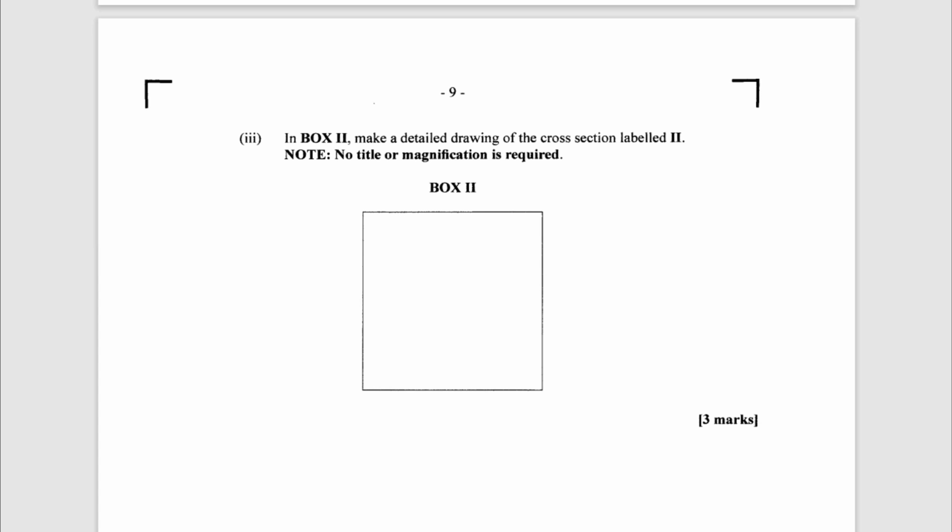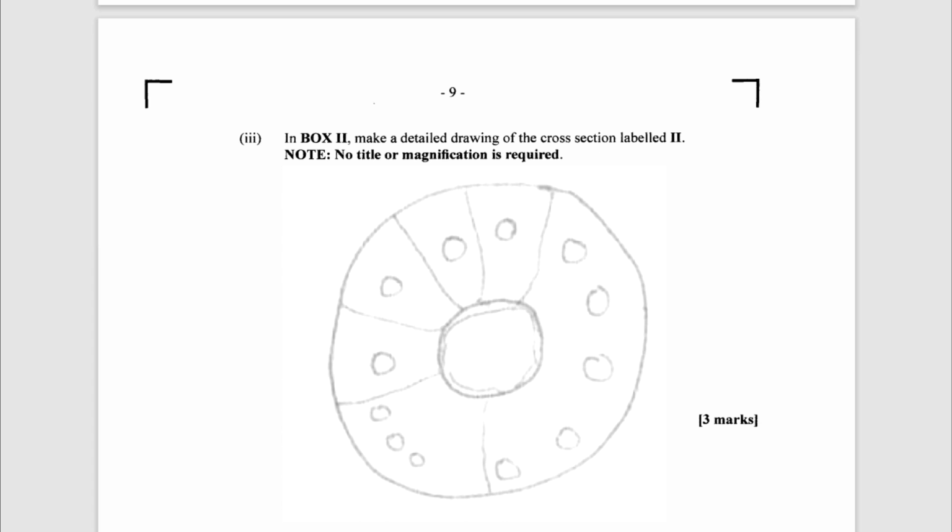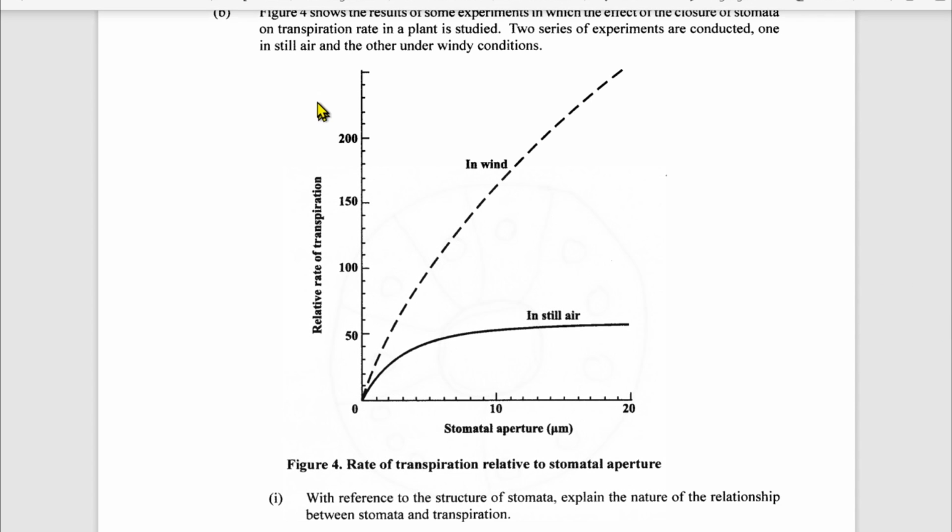Alright, so part 3, they say in the box, make a detailed drawing of the cross section labeled 2. I'll put up the drawing here. You don't need to label or anything, but what you want to have is the cell division, the nuclei being shown, the cells and the cell borders being shown, and just an overall neat drawing. There's no need to provide a title or magnification. Simple 3 marks.